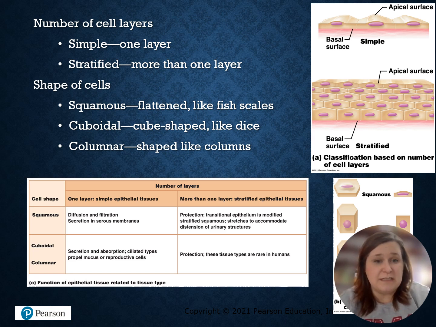When we're talking about shape of cells, we can have squamous cells, which are going to be flattened. These are going to look a little bit like fish scales under the microscope. We can also have cuboidal cells. These are going to be cube-shaped. These are going to look like little dice under the microscope, and we looked at a lot of these on Monday. And then we can also have columnar cells. These look like little columns.